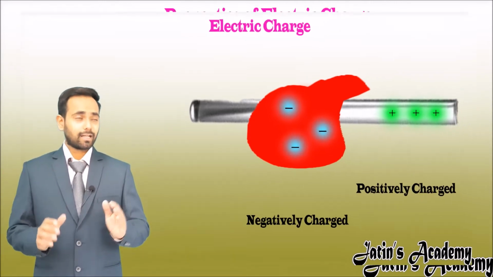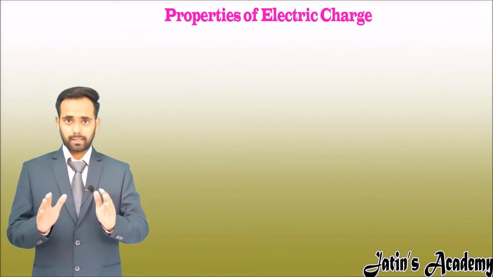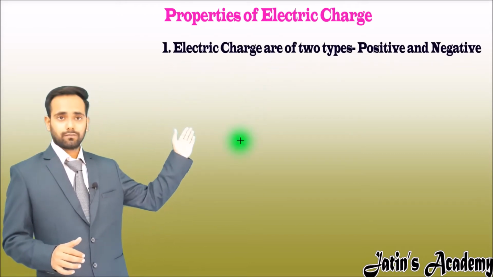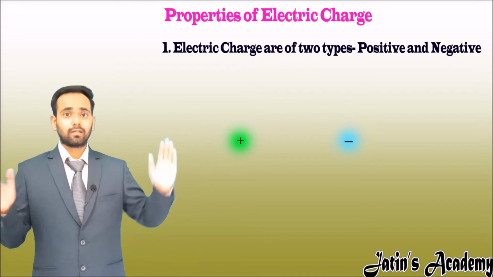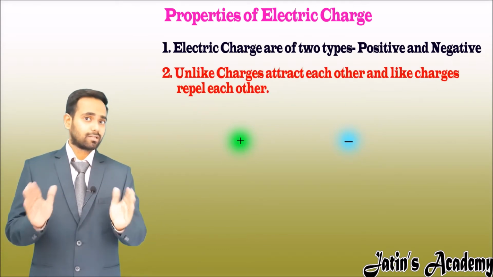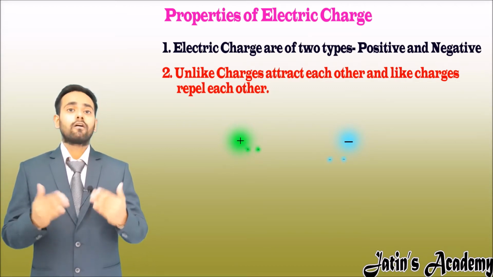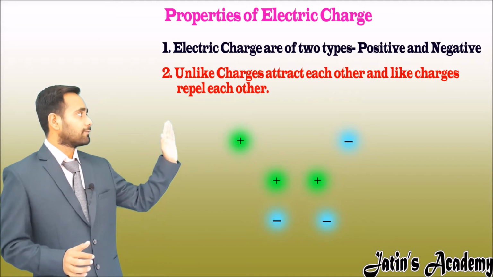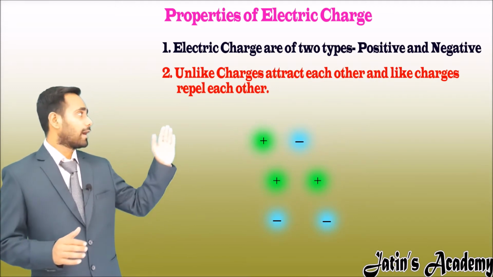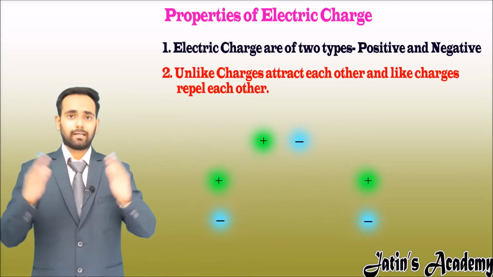Let us understand the properties related to electric charge. Our first property is that electric charges are of two types. First is positive charge and second is negative charge. Our second point is unlike electric charges attract each other and like electric charges repel each other. For example, positive and negative are two unlike charges, they attract each other, and positive and positive are like charges, so they repel each other.